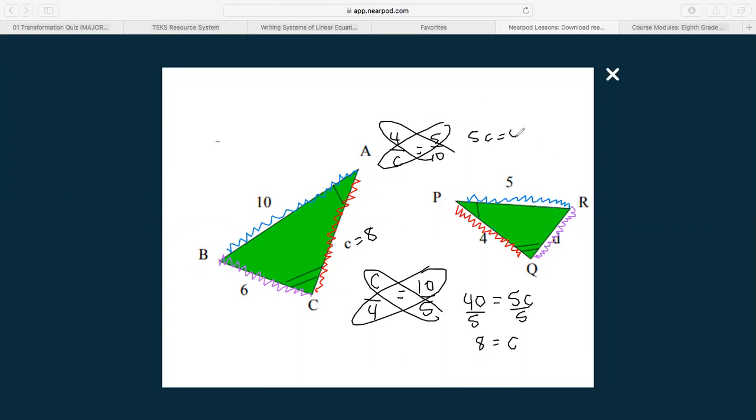Okay, so does this feel like it's making sense? We feel confident with this? All right.